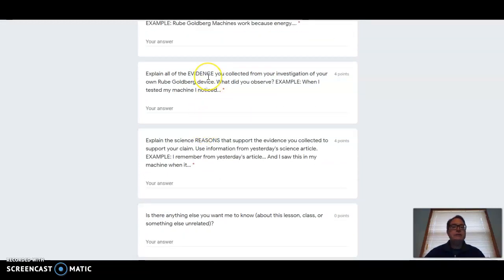Then the second part is the evidence. This is what you did when you observed your Rube Goldberg machine. So I want you to include information from yours. Here it says explain all the evidence you collected from your investigation of your own Rube Goldberg device. What did you observe? An example, you can start with the sentence starter.